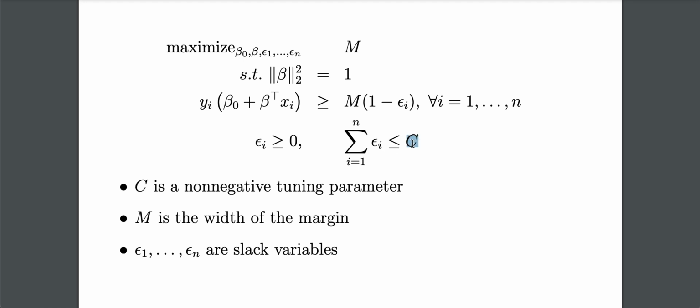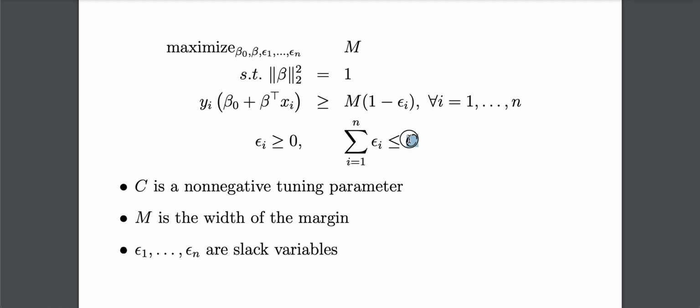determined by C, because we remember when I said that, what did I say? I said that we allow some observations to be on the incorrect side of the margin, or even the incorrect side of the hyperplane. Okay, so the intensity of this allowance, if you allow me to use that expression, the intensity of how much we allow this to happen is determined by C. How can we see that?